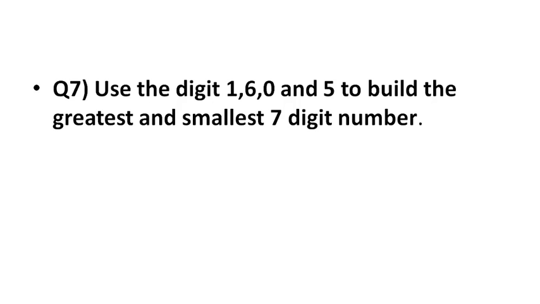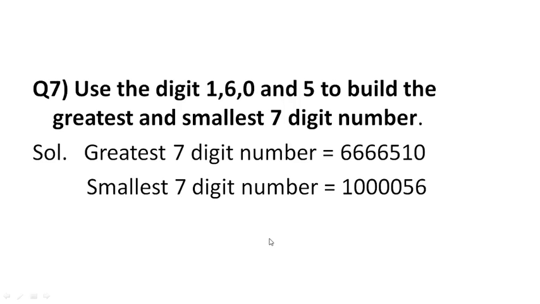Next, use the digits 1, 6, 0 and 5 to build the greatest and smallest 7 digit number. We have to build the smallest 7 digit number. How can we build it? We have to use only these digits, and in the question it is mentioned we can repeat digits. Okay, now see how we will do this.